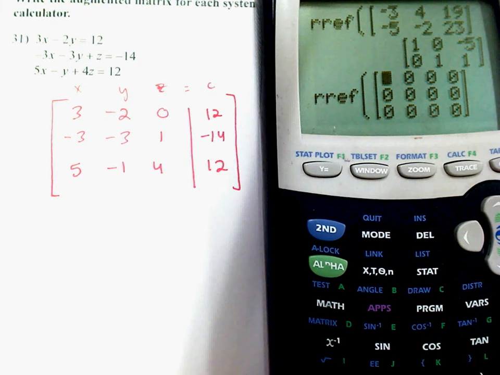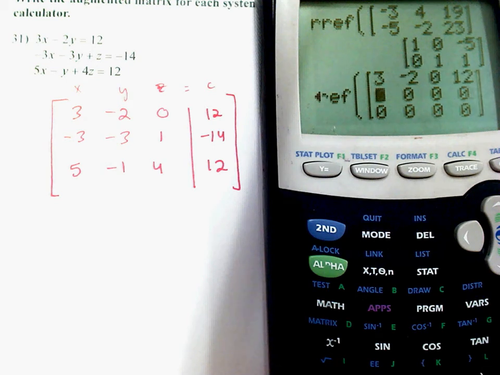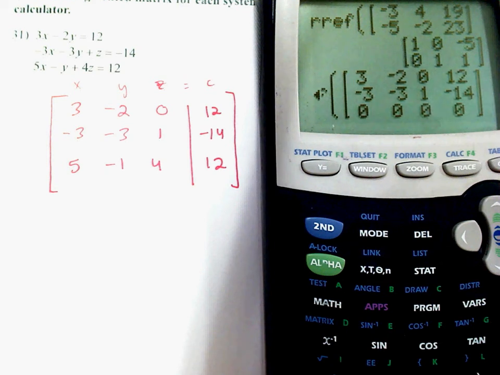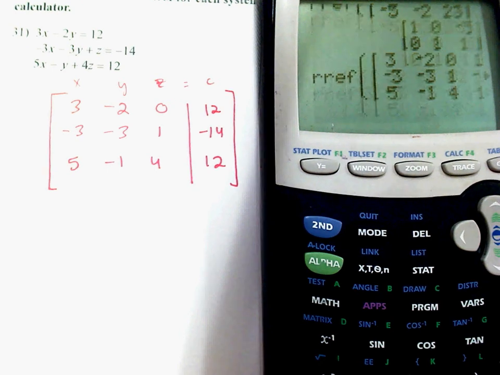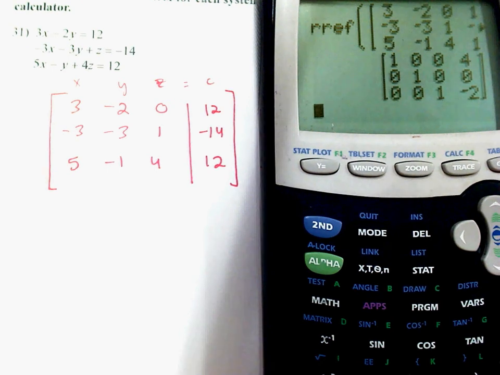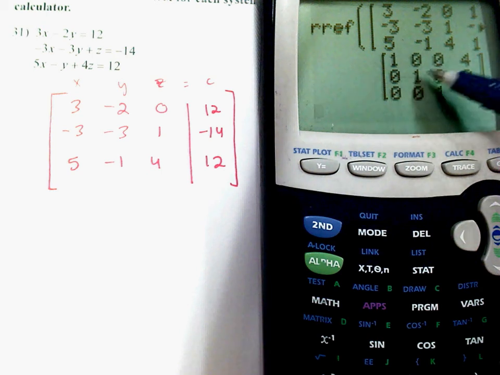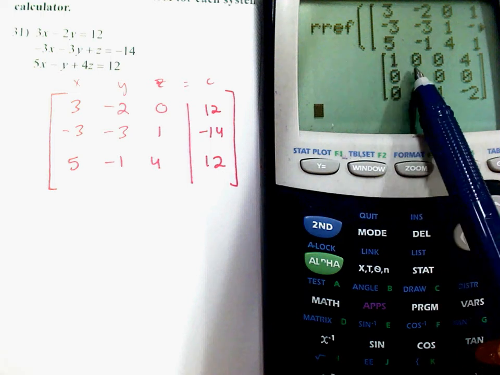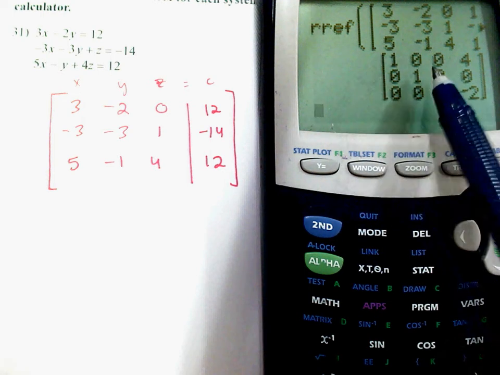3, -2, 0, 12. Press right again, and you'll jump down to the next row. -3, -3, 1, -14. 5, -1, 4, and 12. Press enter, and you get this matrix: 1, 0, 0, 4, 0, 1, 0, 0, 0, 0, 1, -2. That means x plus 0y plus 0z equals 4, so x equals 4. y equals 0 and z equals -2.